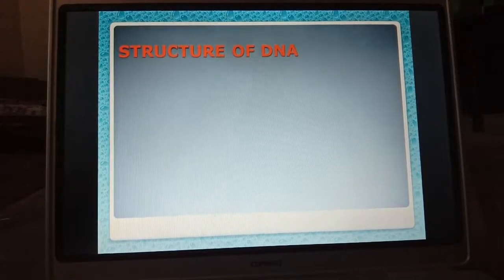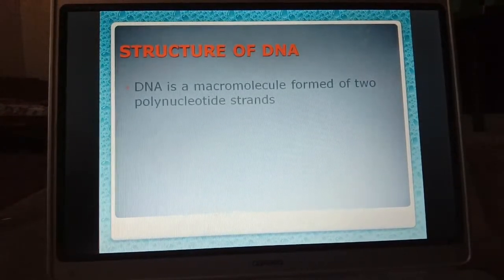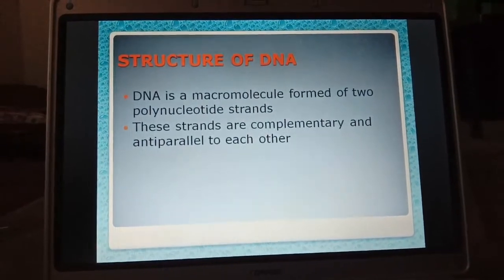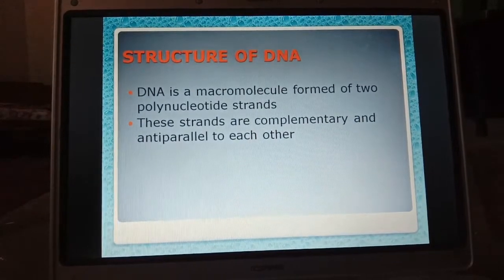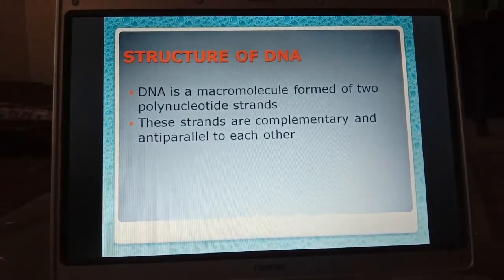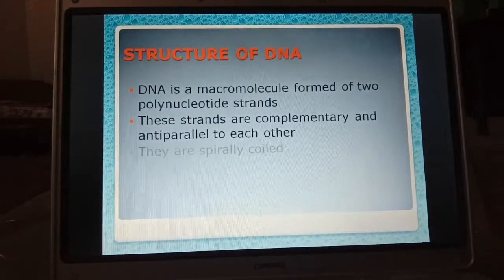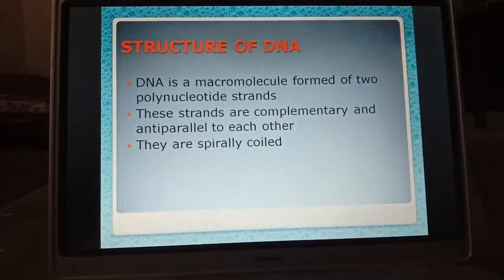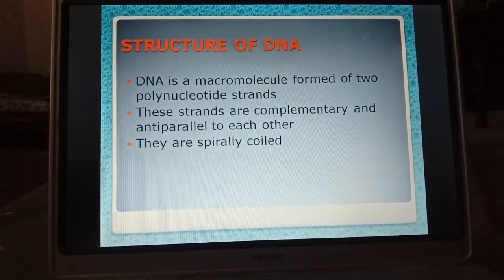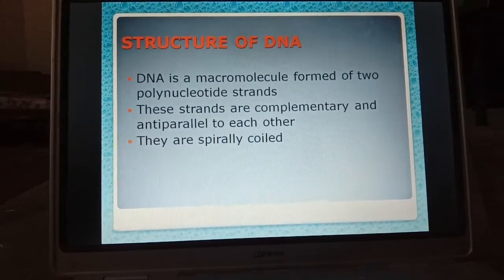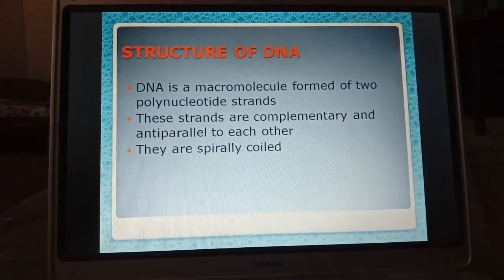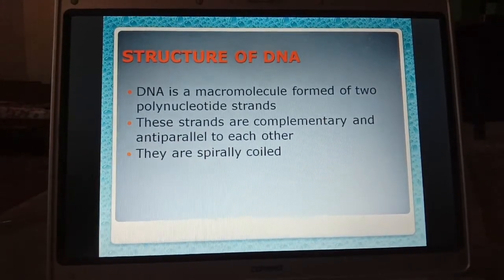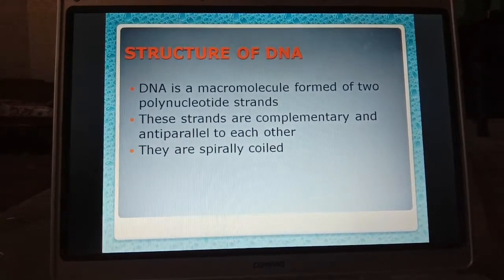Structure of DNA. DNA is a macromolecule formed of 2 polynucleotide strands. These strands are complementary and anti-parallel to each other. I have told you the meaning of anti-parallel. If one strand will start from 5' to 3', the other will start from 3' and end with 5'. That is the meaning, that they are anti-parallel. They are found spirally coiled with each other.